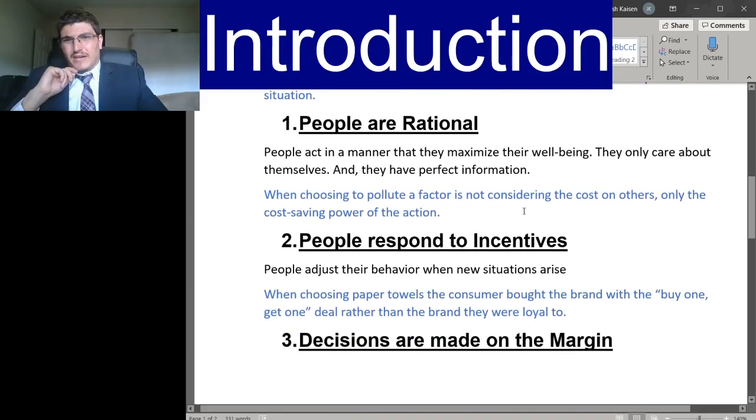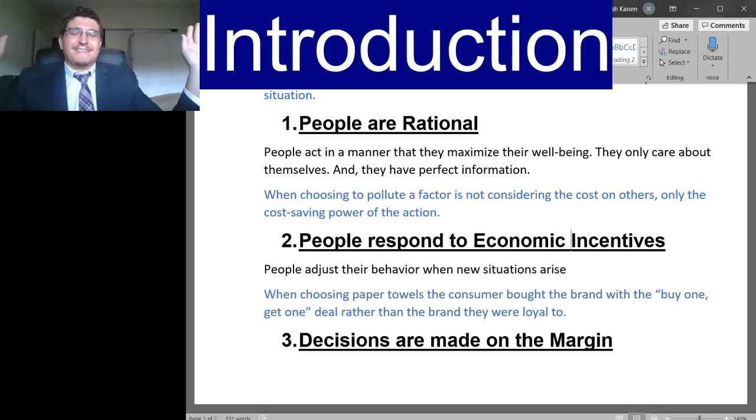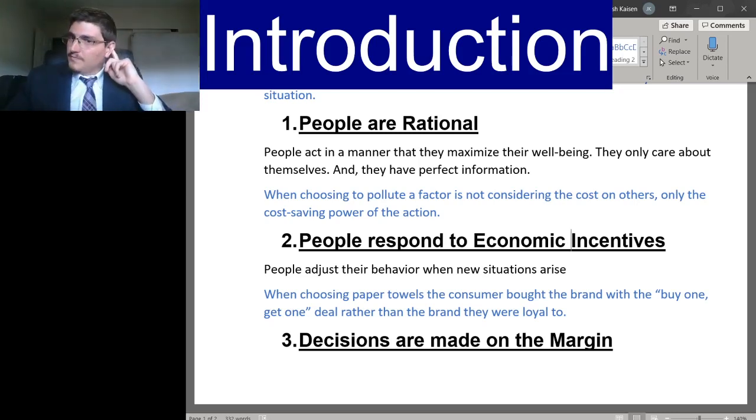Now, the second assumption we're going to make is that people respond to incentives. They're not inert; they're willing to adapt and change their behavior. So people will adjust their behavior when new situations arise, and specifically, they respond to economic incentives. Actually, I'm going to change that right now. I'm hesitant to put it in here because you'll realize quickly through this course that we take normal English words and just put "economic" in front of them, and I don't like to do that. So in general, we're looking at responses to incentives from individuals. Basically, people will adjust their behaviors when new situations arise and do it in an economically feasible fashion.